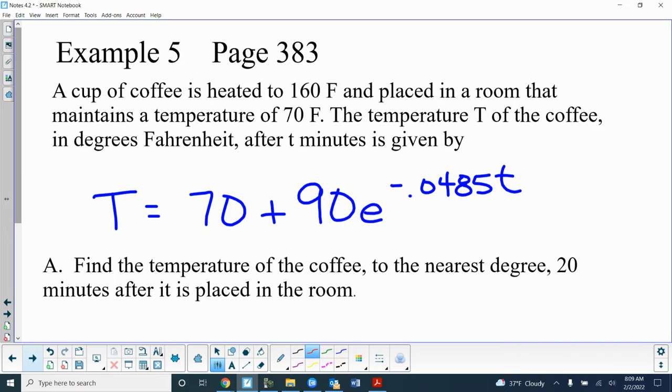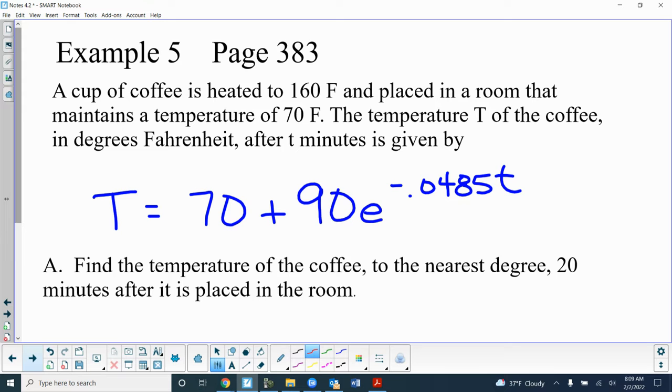It says a cup of coffee is heated to 160 degrees Fahrenheit and placed in a room that maintains a temperature of 70 degrees Fahrenheit. The temperature, capital T, of the coffee in degrees Fahrenheit after little t minutes is given by that formula or function. As you can see, there's an E here, raised to this power. So the little t is the number of minutes. If it was after 10 minutes, you put a 10 there. If it was after a half hour, you put 30 there. Capital T is the temperature of the coffee.